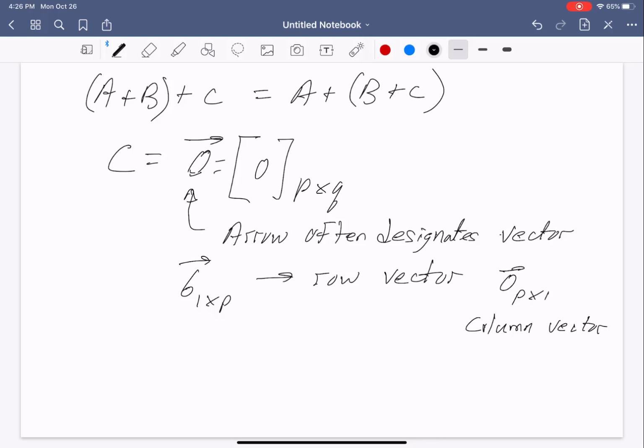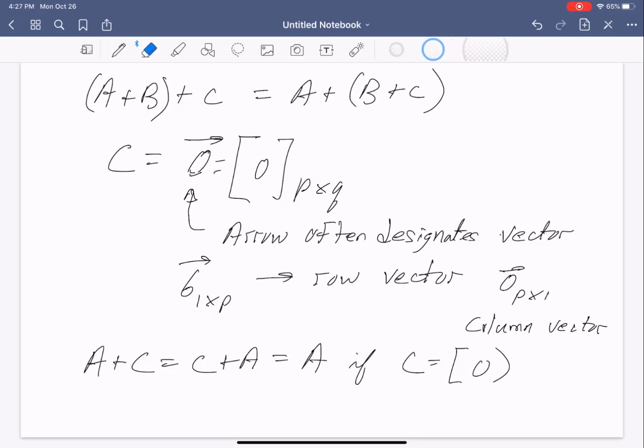Okay, what are some other things that we have? We have A plus C is equal to C plus A is equal to A if C equals 0. Again, let's just put that above. And then we would assume the same dimensions for 0 as A, of course, because otherwise we would not have the ability to add the two together.